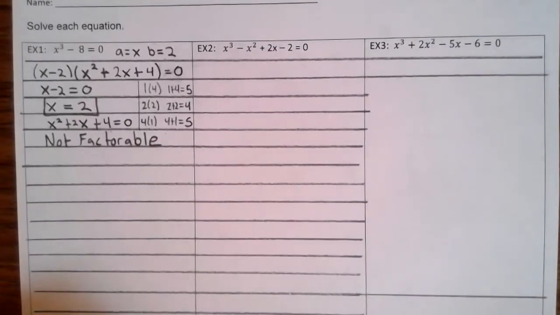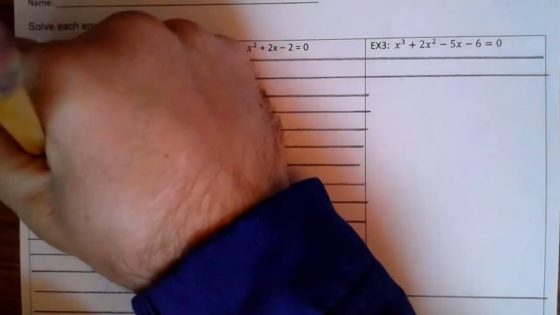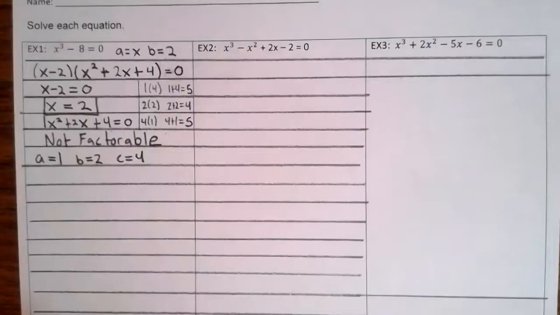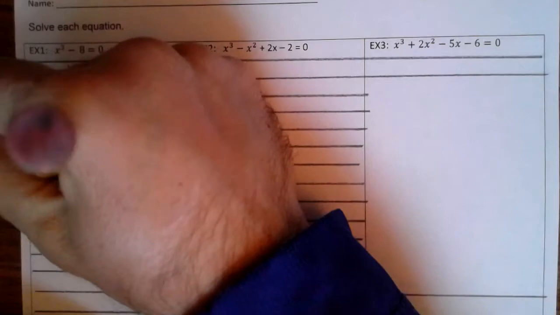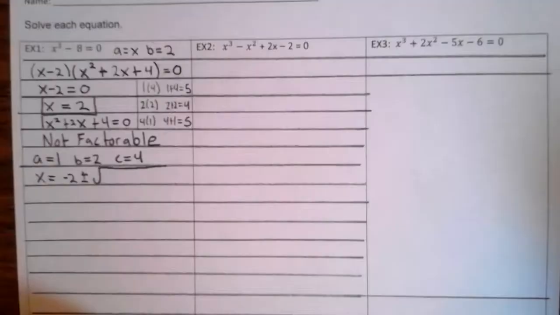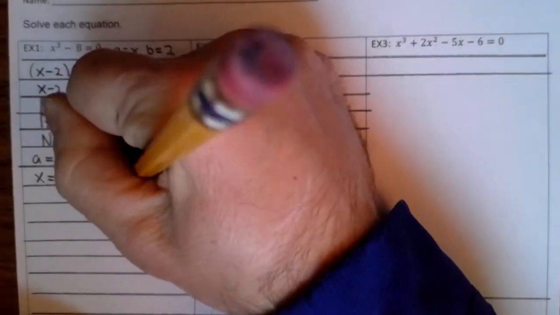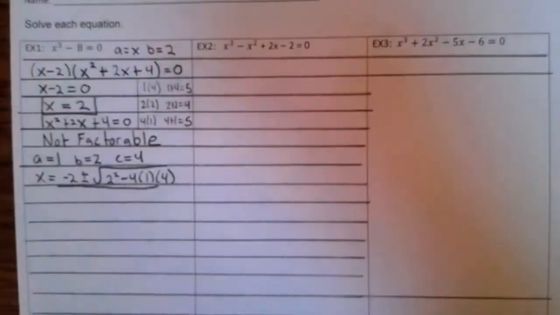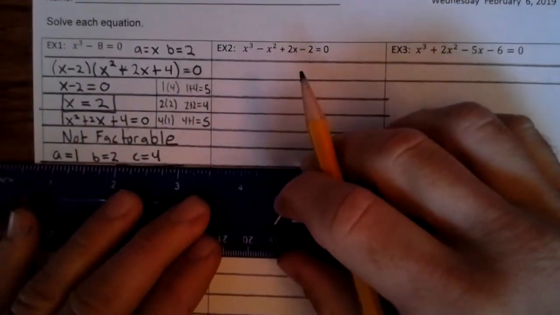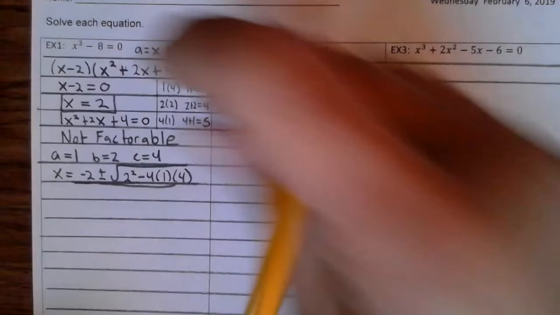Okay, so now I'm going to put a 1 in front of the X squared, and we're going to do quadratic formula. So A equals 1, B equals 2, C equals 4. So X equals negative 2 plus or minus the square root of 2 squared minus 4 times 1 times 4 divided by, wow. See what happens when you don't use a ruler? Craziness. Divided by 2 times 1.